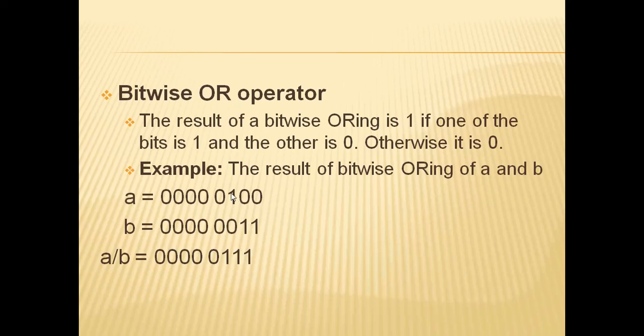0, 1, it is 1. 1, 0, it is 1. If any one of the bits is 1, then the result is 1. And for the remaining cases, all are 0. Here all are 0, here all are 0, so the result is also 0. Okay, so this is the bitwise OR. The bitwise OR operation on A and B results in 0, 0, 0, 0, 0, 1, 1, 1. So this is the bitwise OR operator.